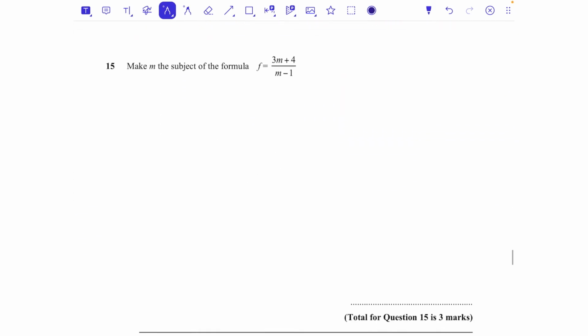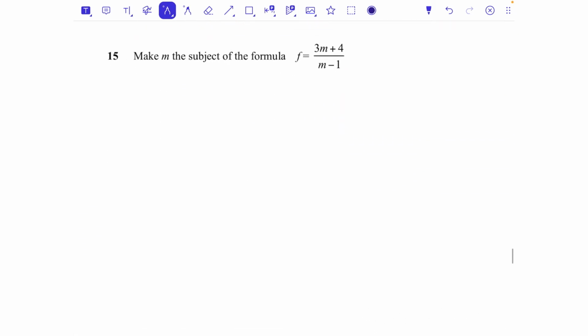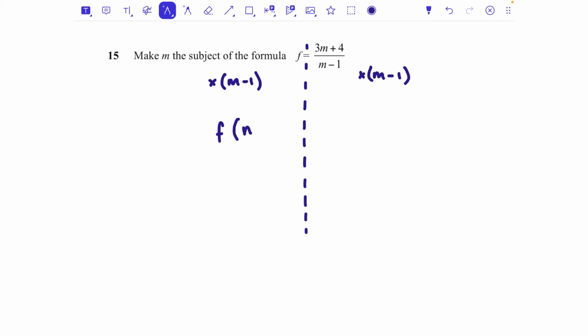Question number 15. Make m the subject of the formula. So the first thing I'm going to do is put a dotted line where the equals is, and I'm going to get rid of that fraction. Remember, what we do to one side, we need to do to the other. So I'm going to times by m minus 1 to just get this all on one level. So timesing by m minus 1 gives me f times m minus 1 equals 3m add 4.